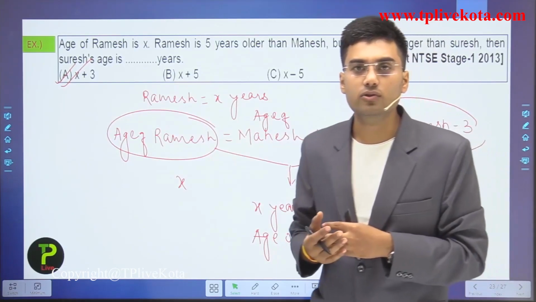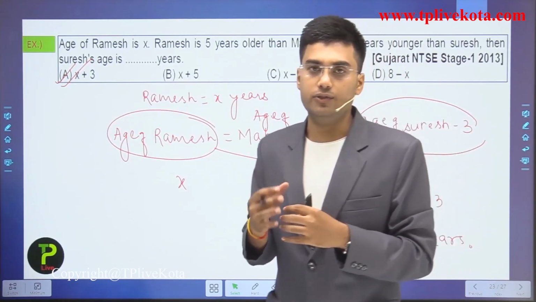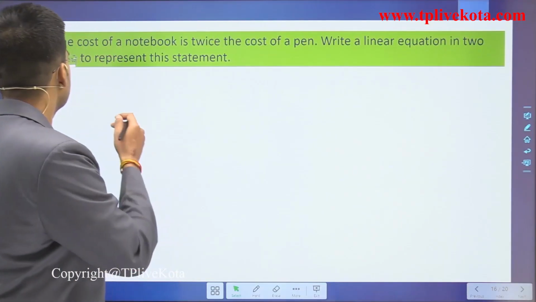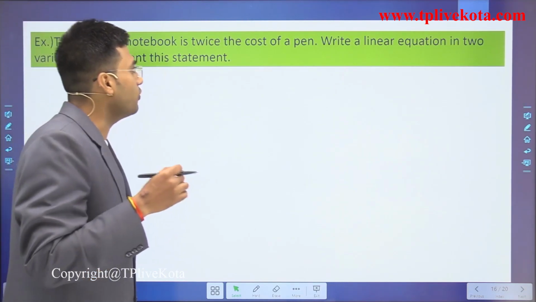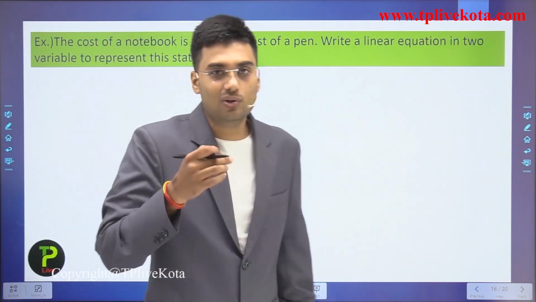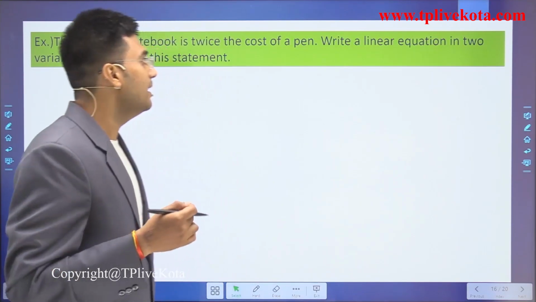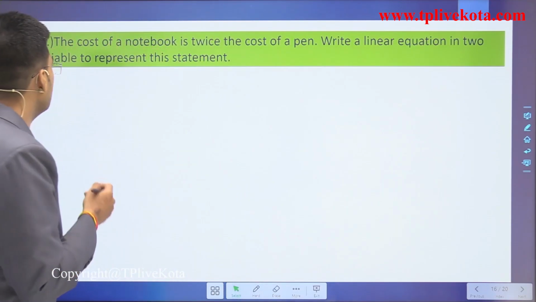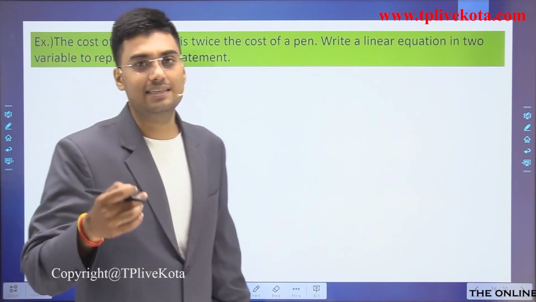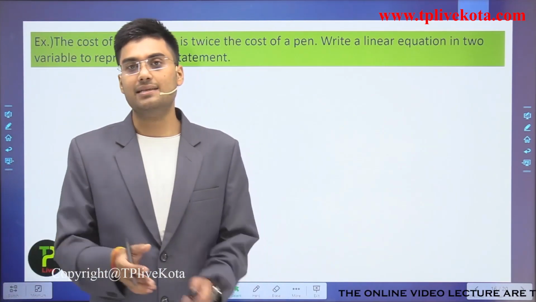So after this question, let's move to the next question. The cost of notebook is twice the cost of pen. Write the linear equation in two variables to represent this statement. We have to represent this statement.